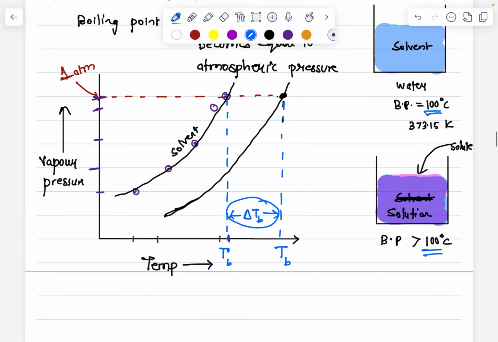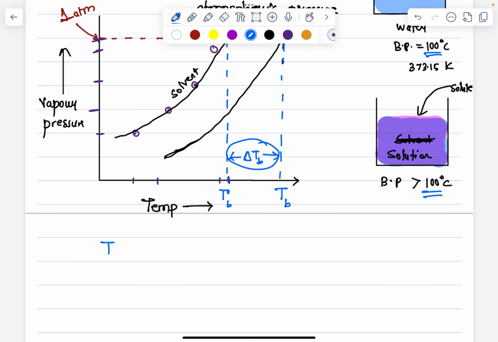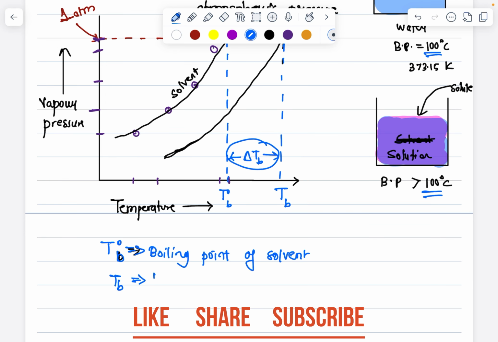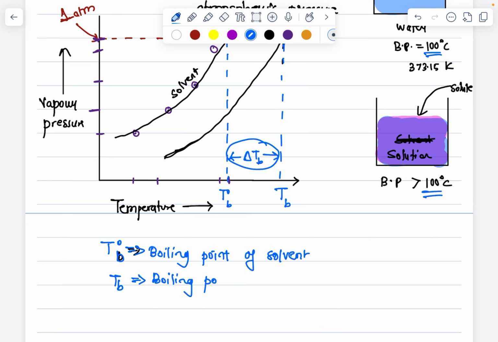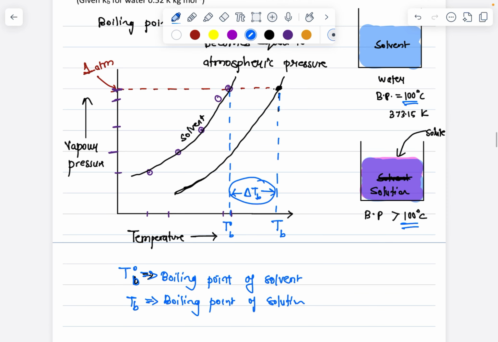This is the graph which is expected from you to draw. You have to define what is T naught B. You have to write this temperature in full, like you should be writing it this way. No short forms for the exam. T naught B is the boiling point of solvent. When you understand something and write, remembering becomes easy. You must have heard this several times, but today one more time I'm telling you. Tb is the boiling point of solution. This is the graph which is expected from you to draw.